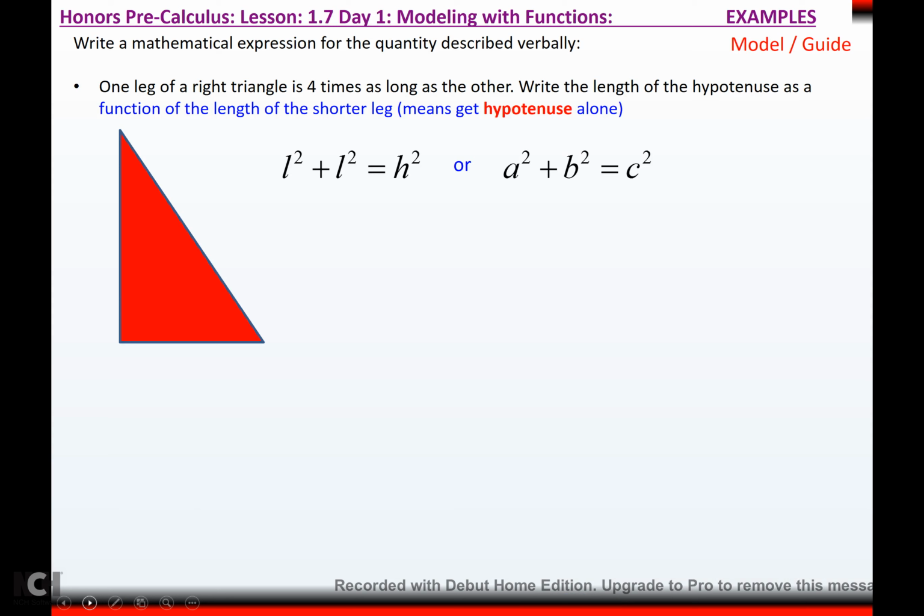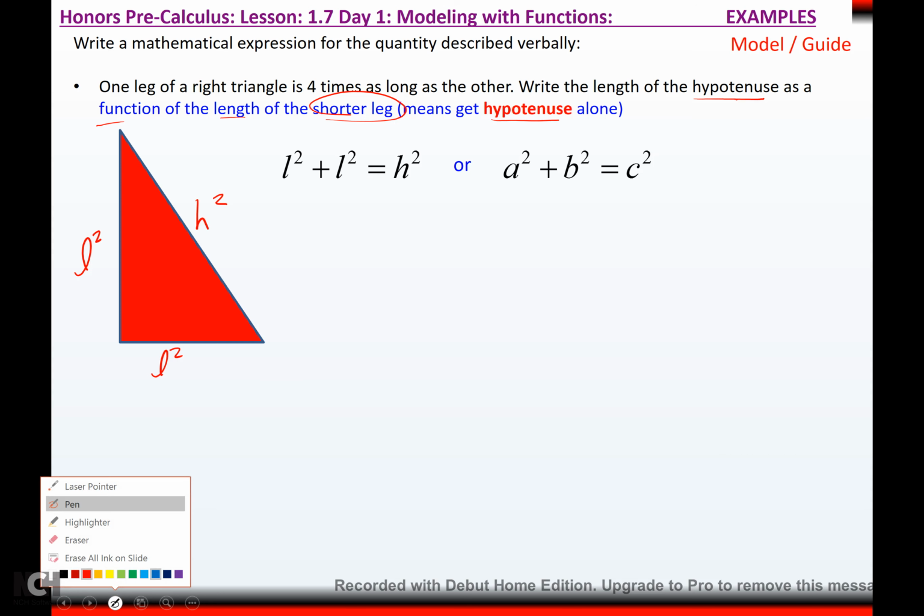Okay? Alright, it says one leg of a right triangle is 4 times as long as the other. Write the length of the hypotenuse as a function of the length of the shorter leg. What that means is, they want you to write the length of the hypotenuse, so they want h on one side as a function of the length of the shorter leg. Okay? Well, in a right triangle, you know that leg squared plus leg squared equals hypotenuse squared, correct? But what it tells me is that I have one leg longer than the other, correct?